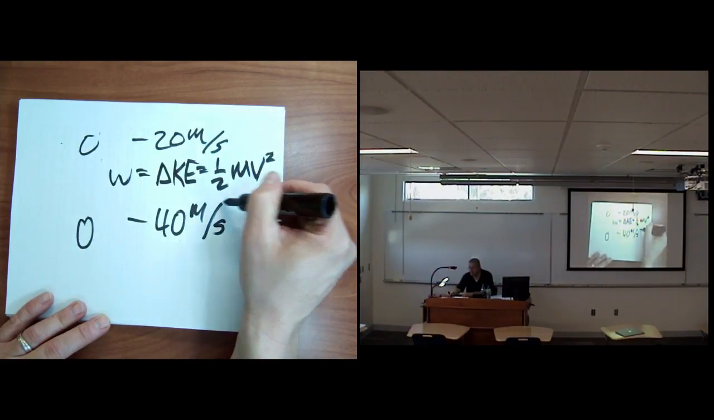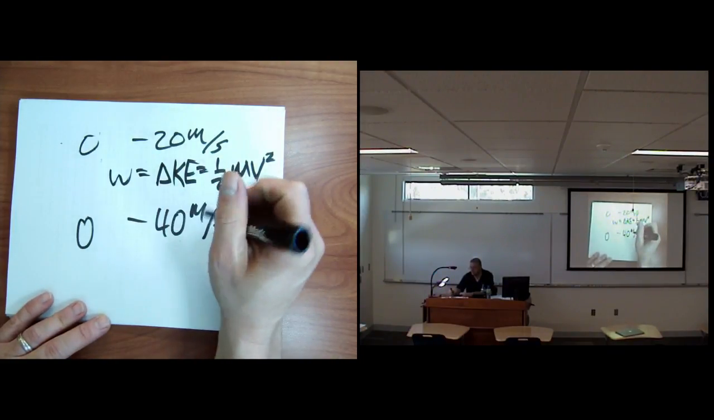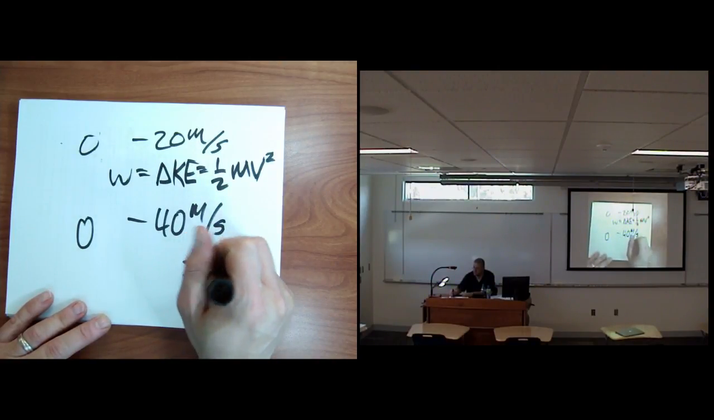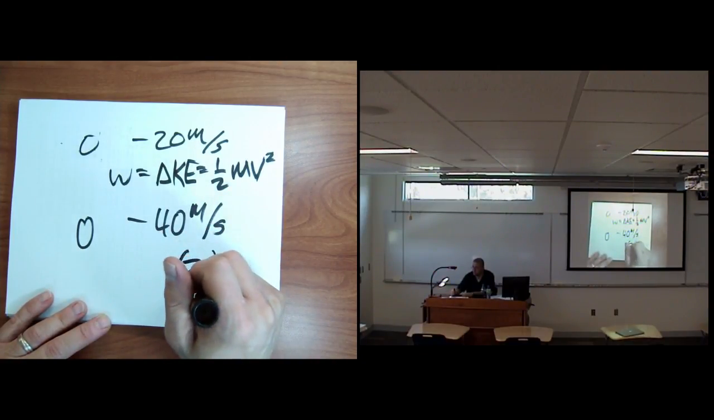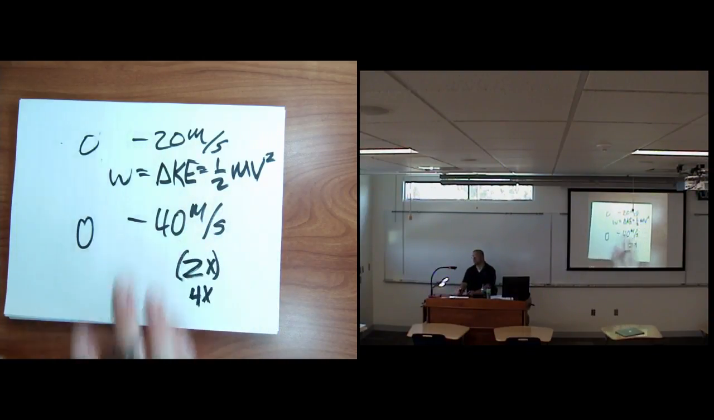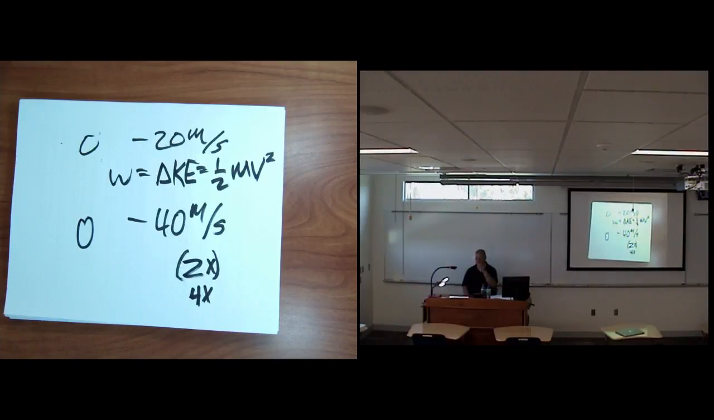So if you double this thing, what happens when you double something and you square it? Double means you multiply by 2. What if you square 2 times? It becomes 4 times, right? So instead of taking twice as much energy to make something go twice as fast, it takes 4 times as much energy to make something go twice as fast as the last time you did.